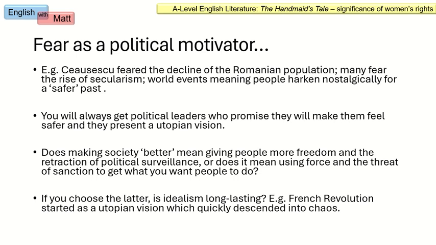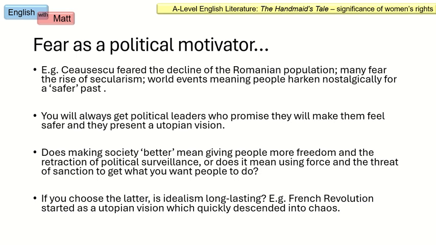So you will always get political leaders that promise they will make them feel safer, and they present a utopian vision, i.e. vote for me, I'll make it better for you. But again, what does that mean? Does making society better mean giving people more freedom and the retraction of political surveillance? In other words, more freedom.